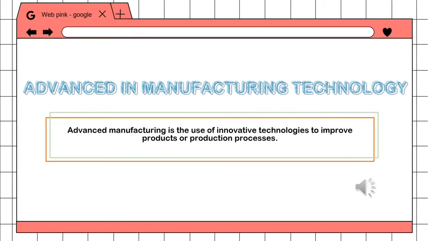Okay, moving to the next part, we will learn about advances in manufacturing technology. What is advanced manufacturing technology? It is the use of innovative technologies to improve products or production processes. Advanced manufacturing technology is gradually maturing, integrating innovative technology into products and manufacturing processes to enhance competitiveness and increase value.